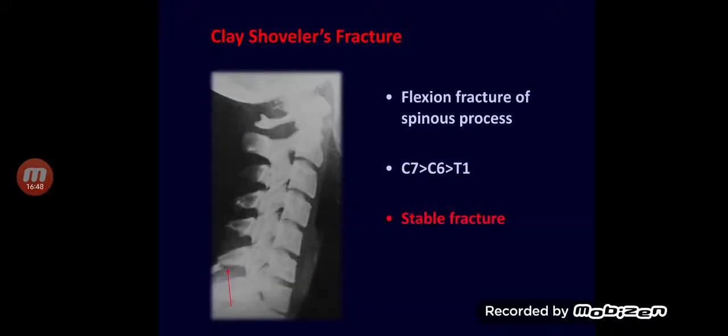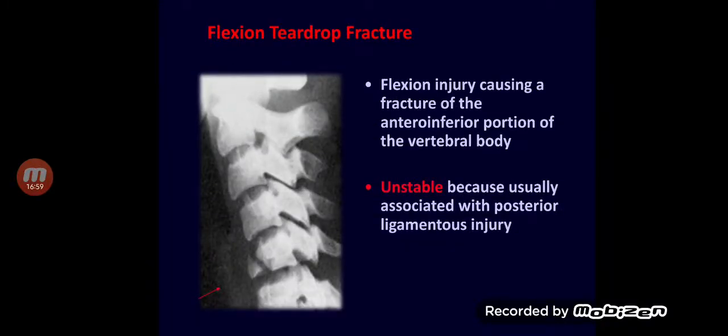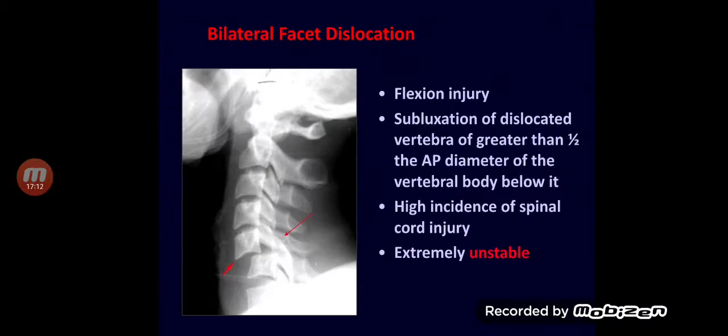Clay-Shoveler's fracture happens on C7 more than C6 more than T1. It is a stable one and happens with flexion fractures of the spinous processes. Flexion teardrop fractures: a flexion injury causing a fracture of the anterior inferior portion of the vertebral body. It is unstable because it is usually associated with posterior ligamentous injury.